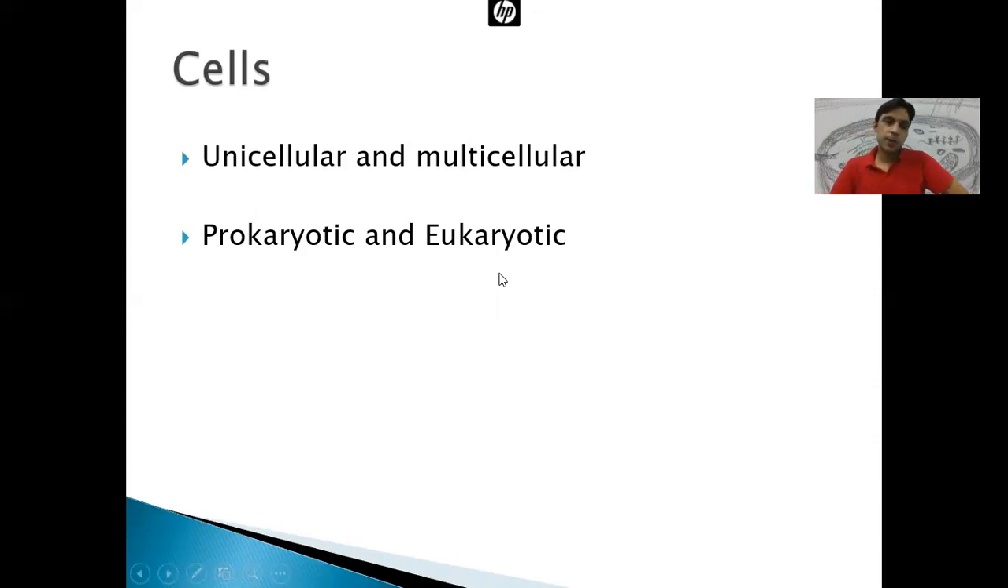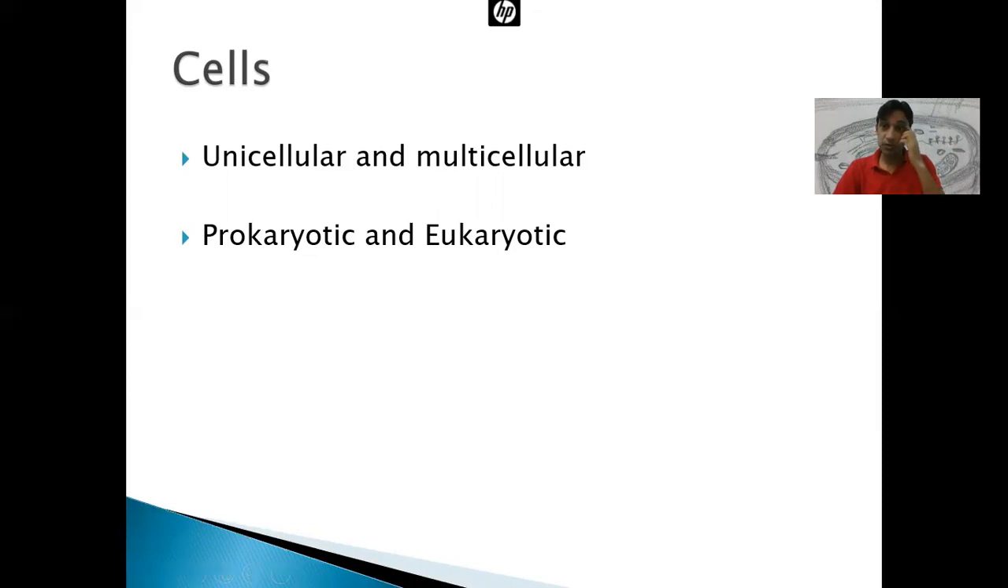Another way of categorizing cells is into prokaryotic and eukaryotic cells. Prokaryotic cells are the primitive ones. They are the cells which arose earlier. And eukaryotic cells are the cells which evolved later on. They are more complicated, and prokaryotic cells are simpler. There are many ways you can divide these two types of cells.